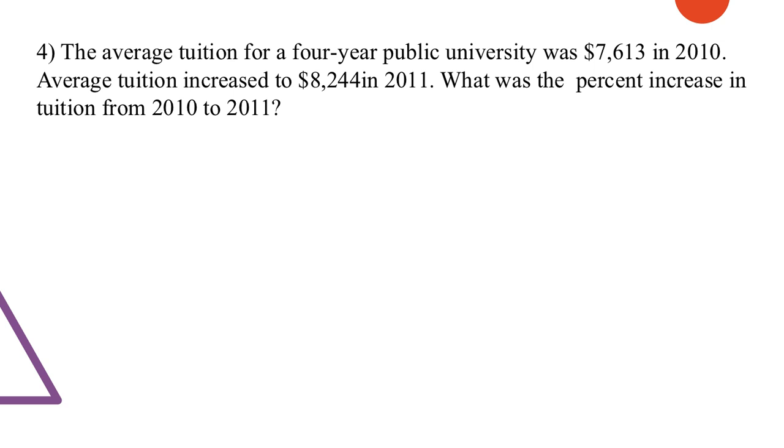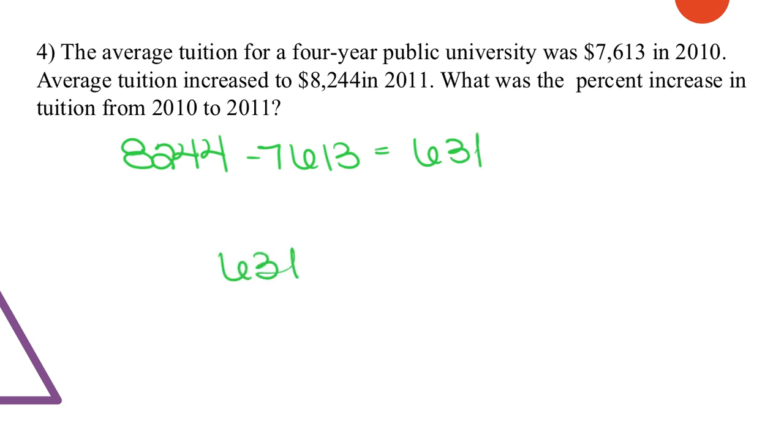What are we going to do first, Juju? Subtract 8,244 minus 7,613, and I got 631. And so I did 631 over the original average tuition, which is 7,613, equals x over 100. And I did 631 divided by 7,613 times 100, and I got 8.2 and some stuff, and I rounded up to 8.3. Good. It does round up to 8.3%.